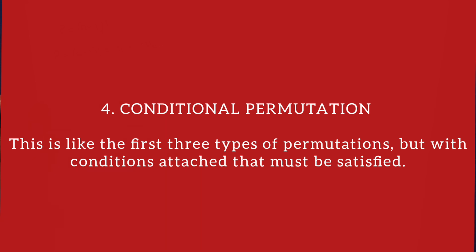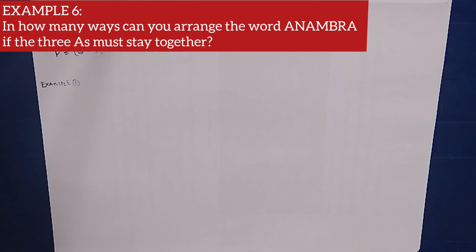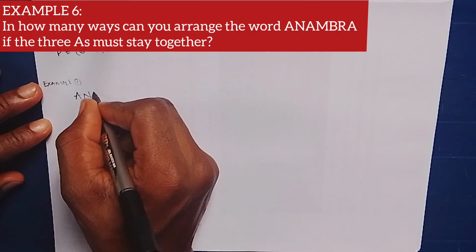And finally, we have our conditional permutation. This is like the first 3 permutations, but with conditions attached that must be satisfied. Now, let's do some examples. We're given, in how many ways can you arrange the word Anambra if the 3 A's must stay together? The condition there is that the 3 A's must stay together. So we have the word Anambra.